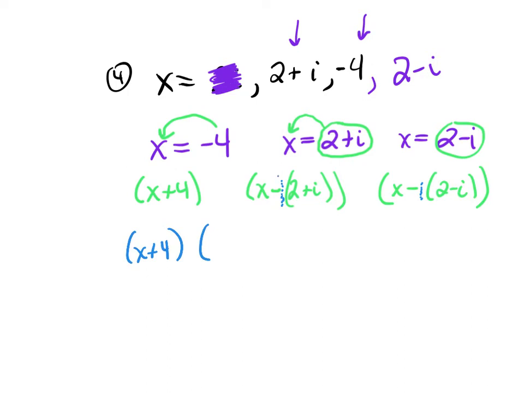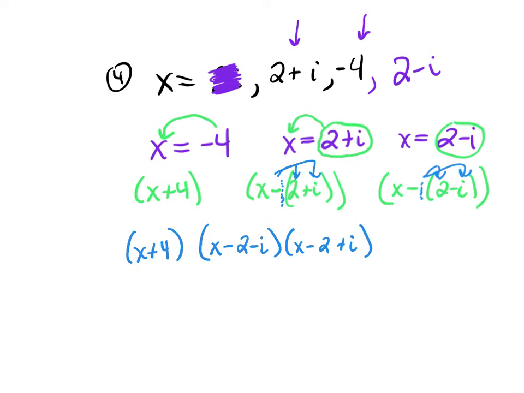A negative. A negative. So I'm going to distribute this negative. So this is really x minus 2 minus i. I'm going to distribute this negative, and this becomes x minus 2 plus i. Now, some of you are going to say, does that happen every time? Yes. Some of you are going to say, if I see that, can I just write it that way? Yes. But I just wanted you to see the math behind it.